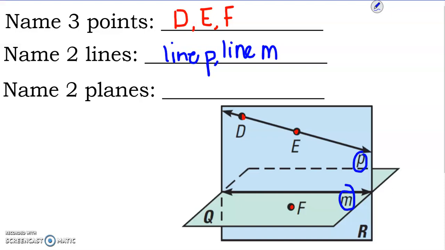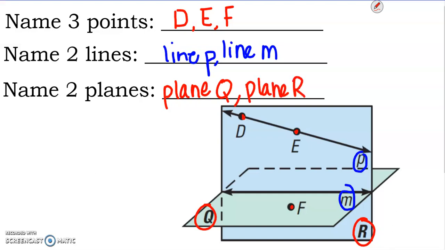Okay. Name 2 planes. We have plane Q. Again, make sure you write the word plane. Otherwise, if we just write a capital letter Q, it looks like we're talking about a point. And we have plane R.